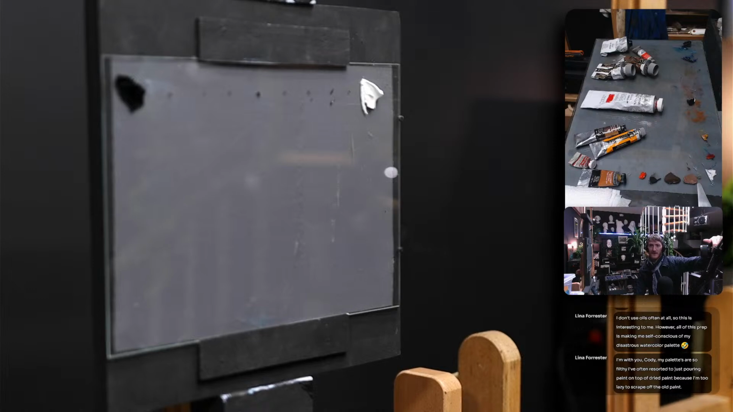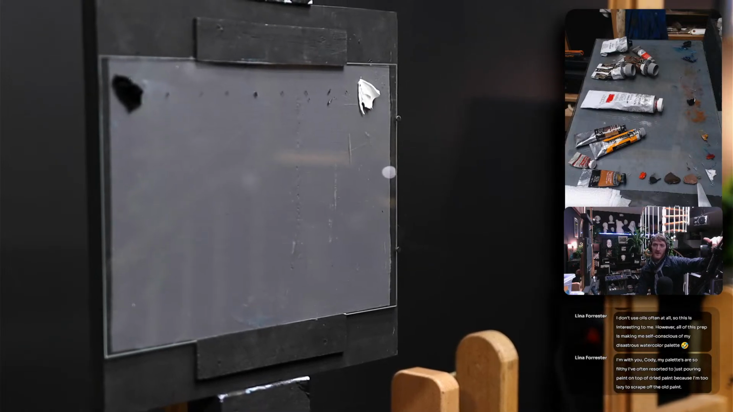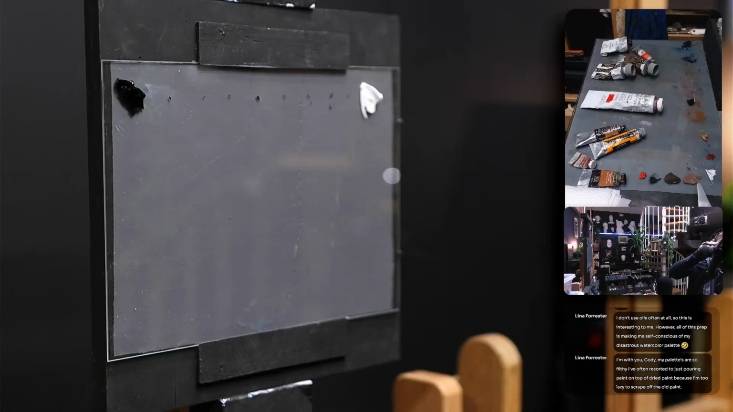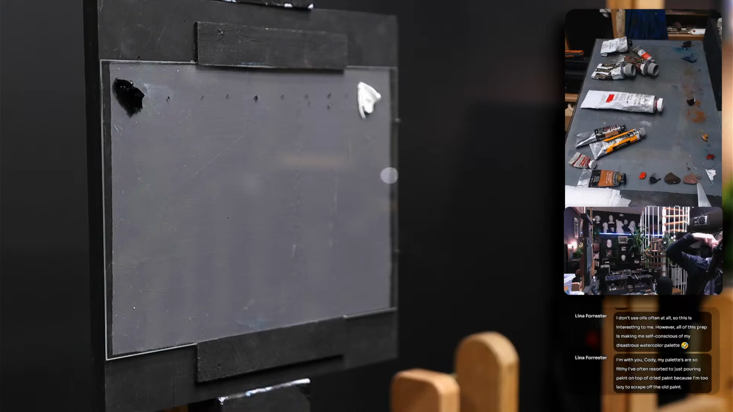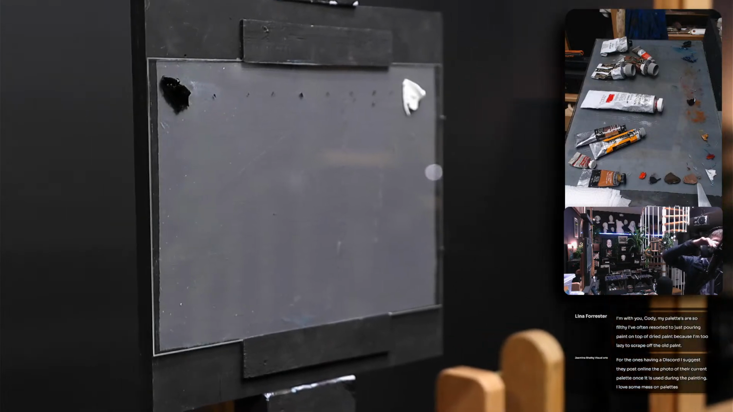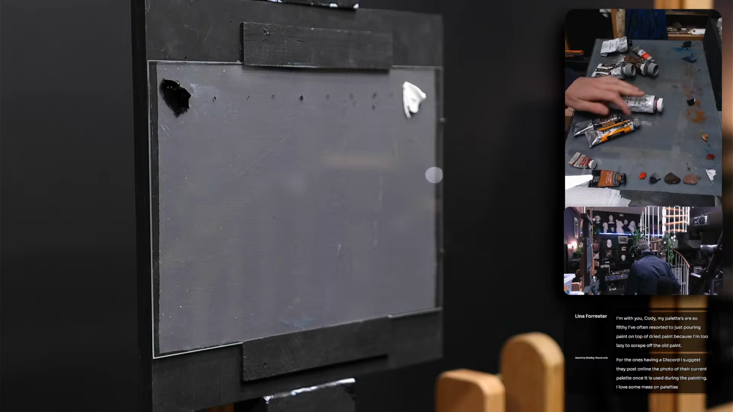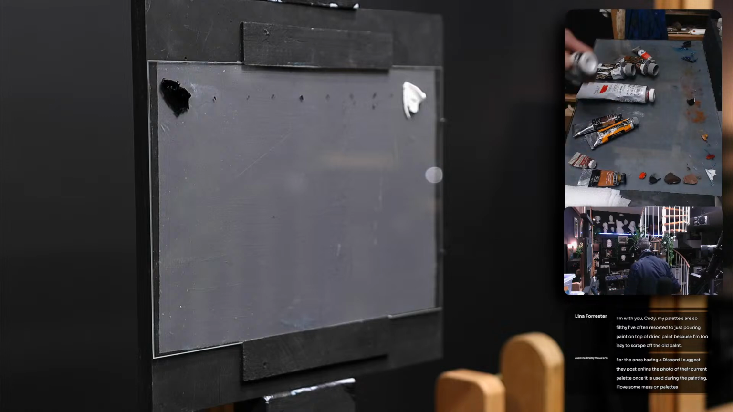My palette's so filthy, everyone resorted to just pouring paint on top. That's not my style. I know that a lot of painters have messy palettes, but if you have a messy palette, you can't complain if your paintings get messy. That's just all I say.